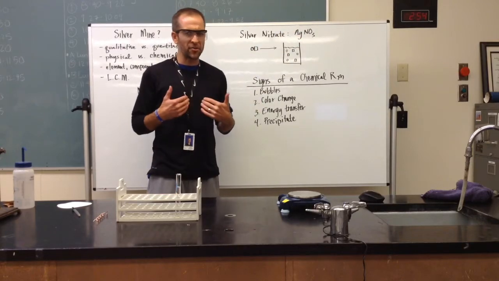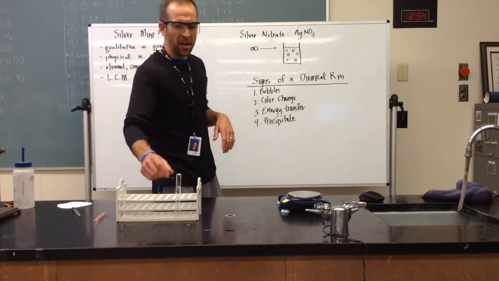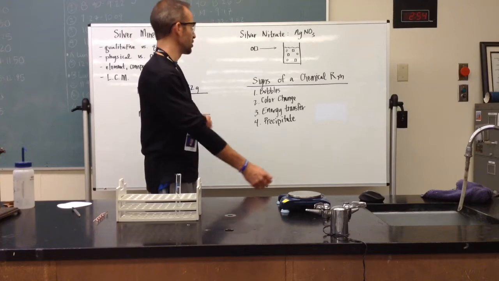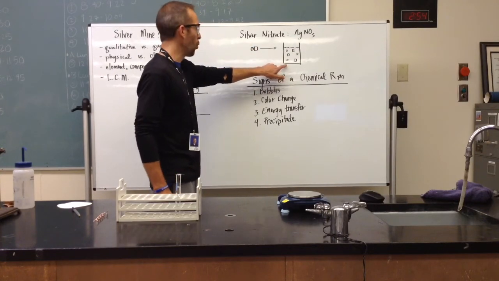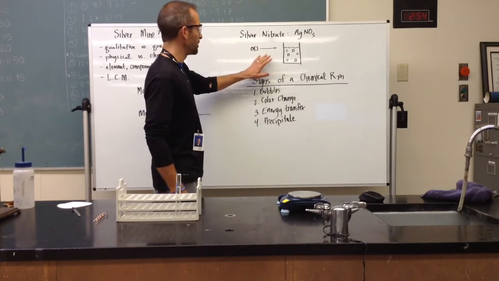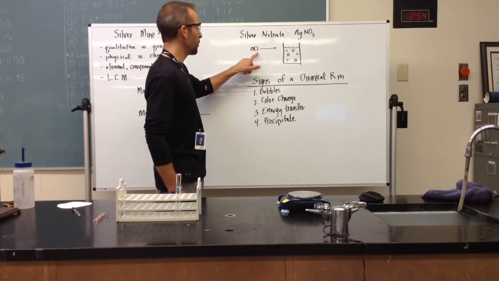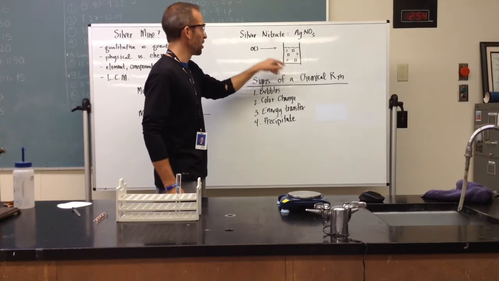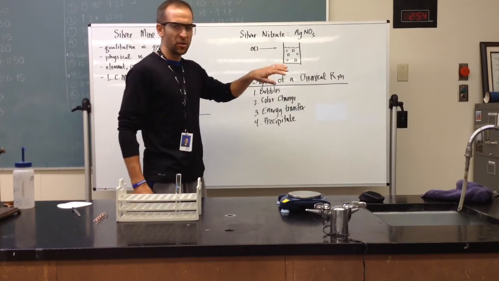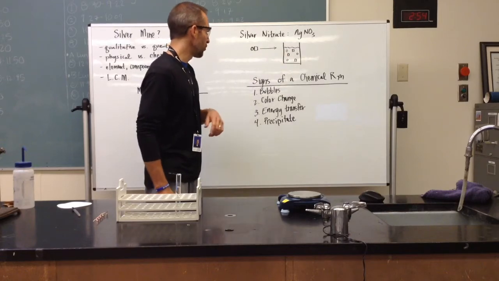When I say silver nitrate, that's actually kind of a misnomer. It's a silver nitrate solution. So this compound has been dissolved into water. When that happens, the silver separates from the nitrate, and we'll end up with an even distribution of silver and nitrate throughout the solution.